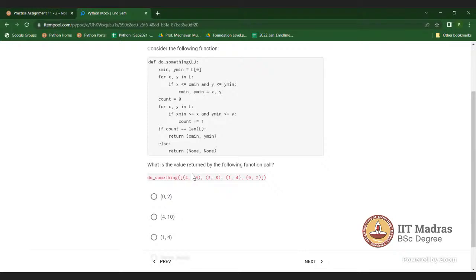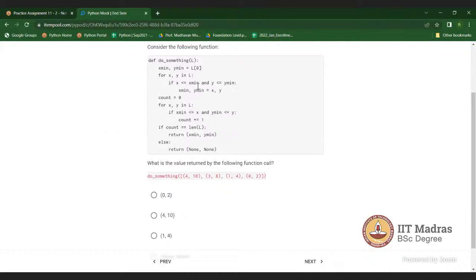What I mean to say is, when we are starting our loop, we initialize our x min as 4 and y min as 10. So when we are looping forward, for x comma y in L, our first value of x will be 4. Am I correct over here? Yes, x will be 4 and y will be 10. And they both are equal, so x min will already be equal to x and y min will be y. So this won't change anything about the first element.